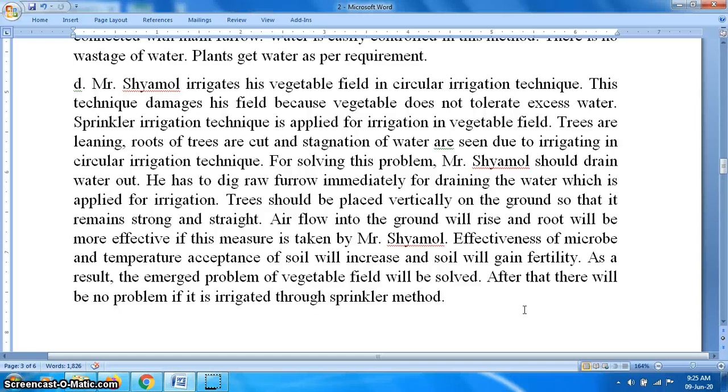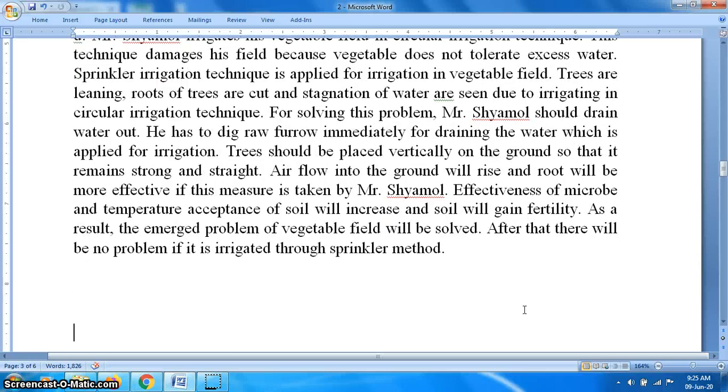Airflow into the ground will rise and roots will be more effective if the measure is taken by Mr. Shamol. Effectiveness of microbes and temperature acceptance of soil will increase and soil will gain fertility. As a result, the emerged problem of the vegetable field will be solved. After that, there will be no problem if it is irrigated through the sprinkler method.